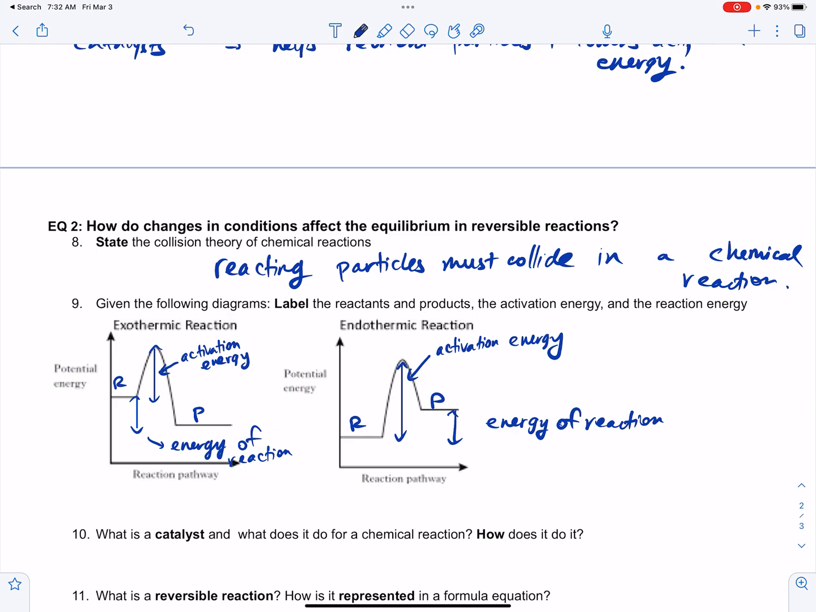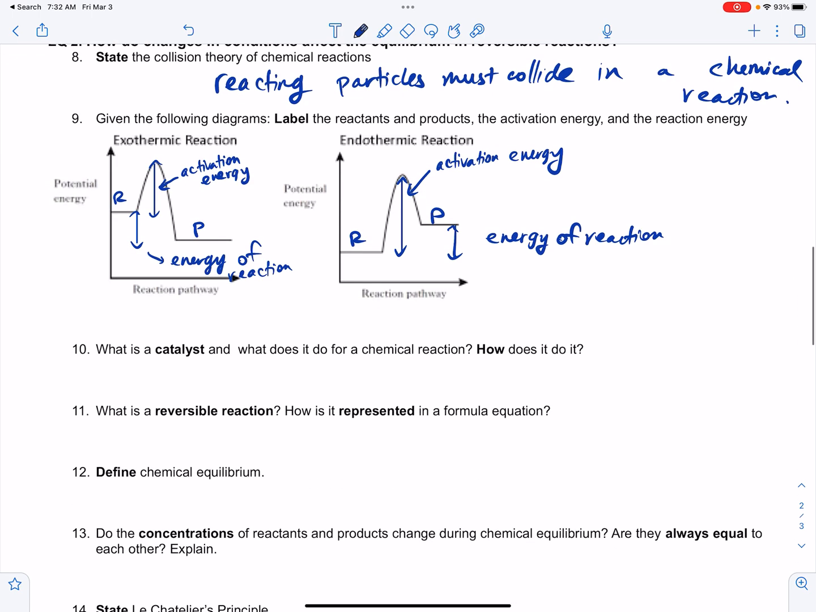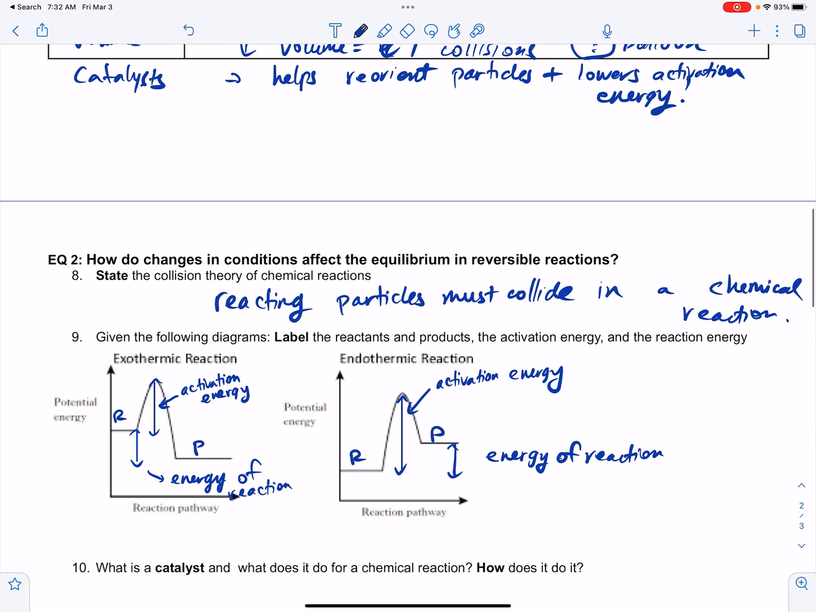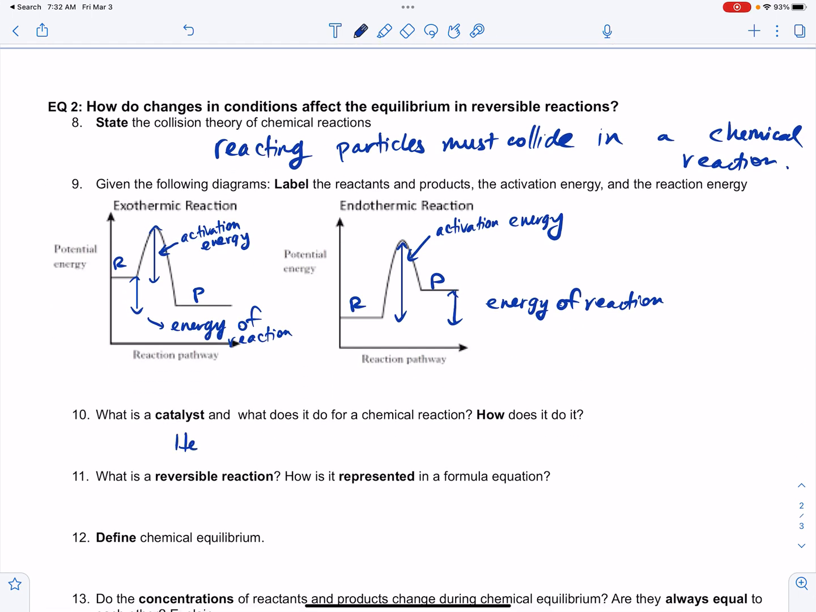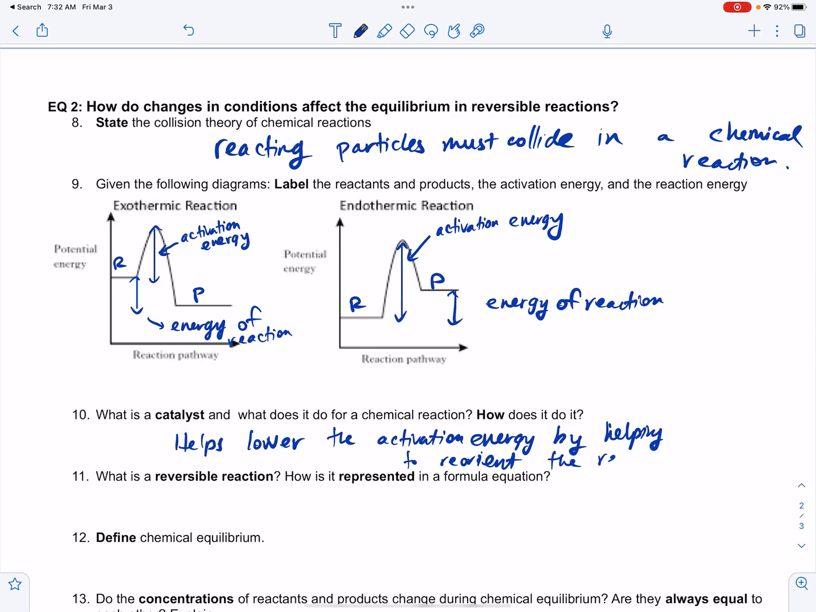Notice it says it's an exothermic and endothermic reactions. What is a catalyst and what does it do for a chemical reaction? How does it do it? A catalyst helps lower the activation energy by helping to reorient the reactants. Okay?